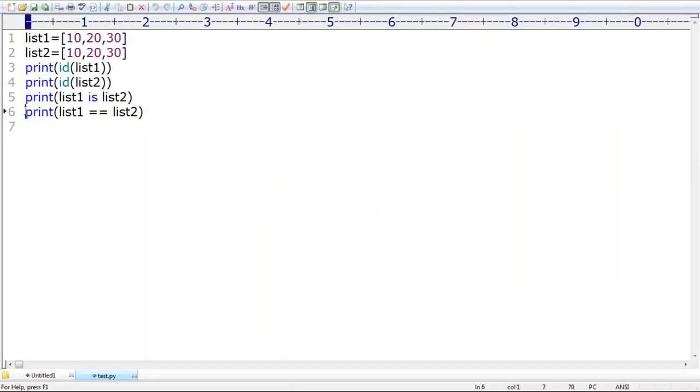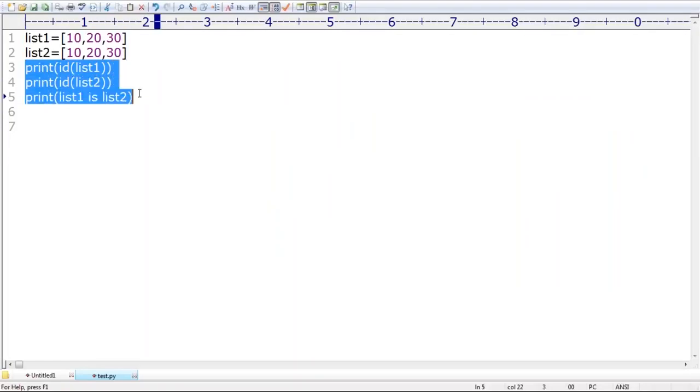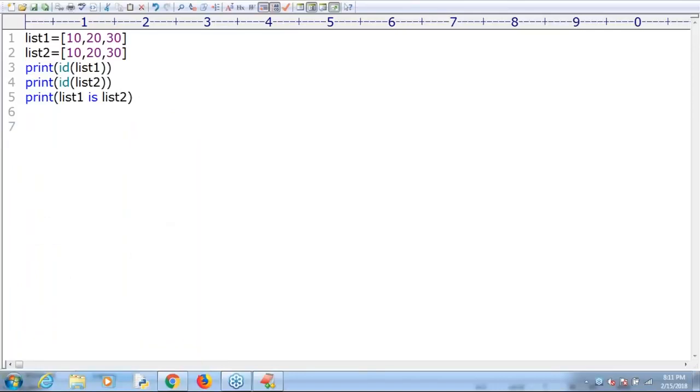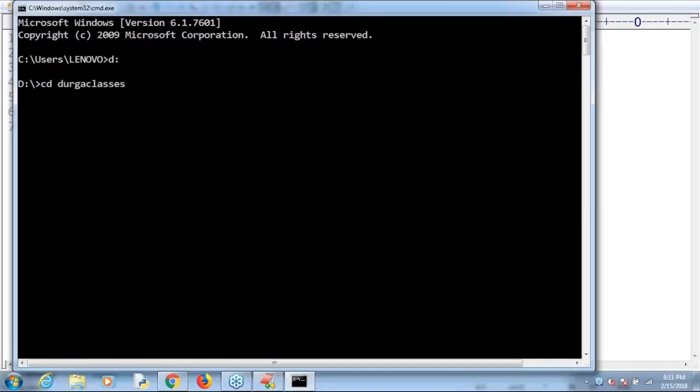Now, if I print the address of the first one and the address of the second one and ask whether both are pointing to the same address, then false is the answer. Have a look here: D colon, Durga classes, py test.py. I'm executing that program. Observe the first case: the address of the first object is 5777368, and 5777408 is the address of the second object. The output we get by default is false.